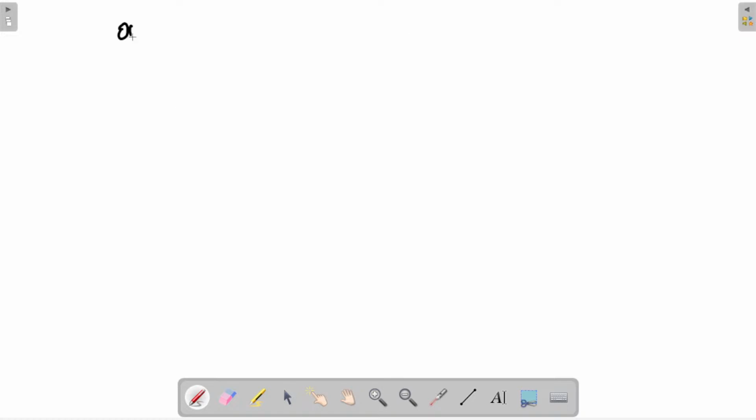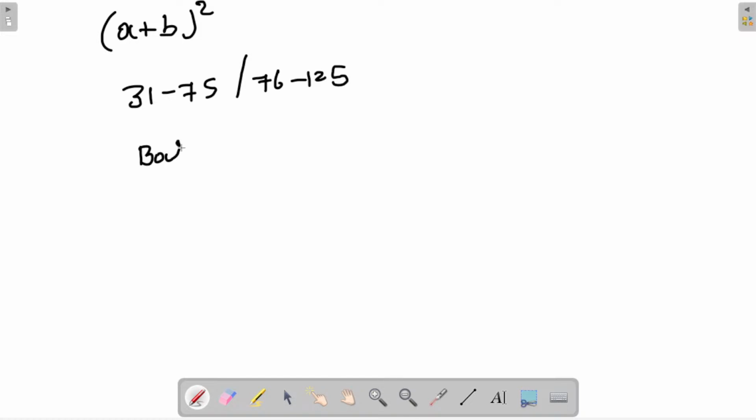So in total there are 4 methods. One method is called a plus b whole square. Method 2 is either 31 to 75 or 76 to 125. Method 3 is the base method. Method 4 is the most important. Till now I have not used one method, for squares like 35 square, 45 square, 55 square, 75 square, 85 square.